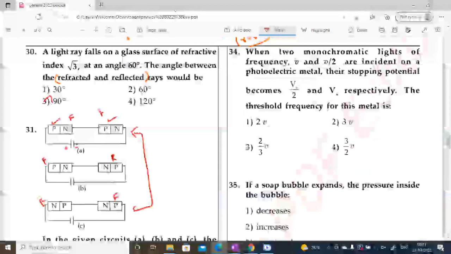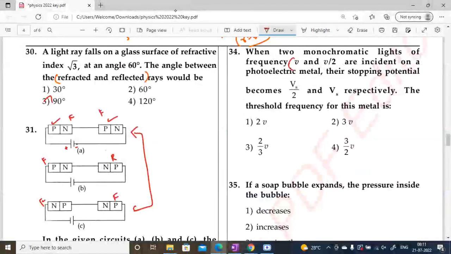In two monochromatic lights of frequency mu and mu by 2 incident on a photoelectric material, the stopping potential becomes Vs by 2 and Vs. The threshold frequency of this material is? So understand here, we have Einstein's photoelectric equation. The incident energy h mu is used as h mu naught, which is the work function, plus the kinetic energy. And we know the kinetic energy in relation with the stopping potential is e into V naught.